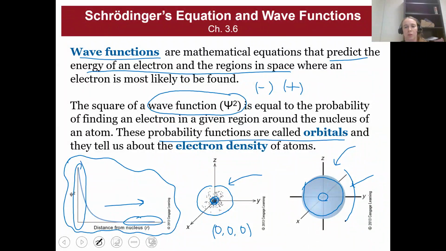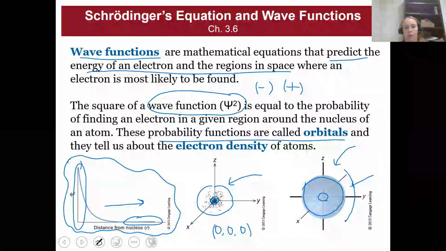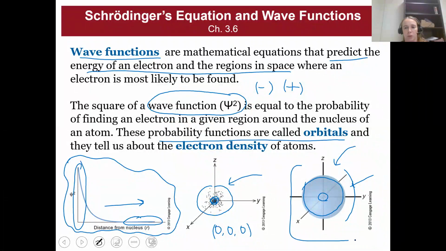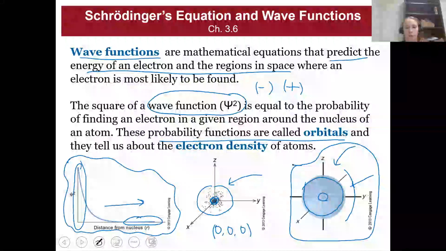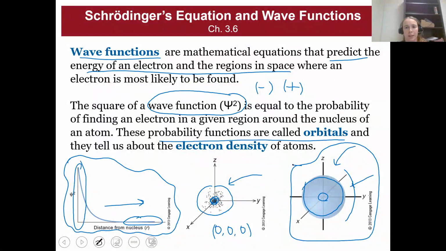There are several different ways to represent this probability of finding an electron. We're going to focus mostly on this representation that looks like a sphere. You'll see other types of shapes in a few slides, and that's what we're going to focus on: these orbital representations of the probability of finding an electron in a given region.